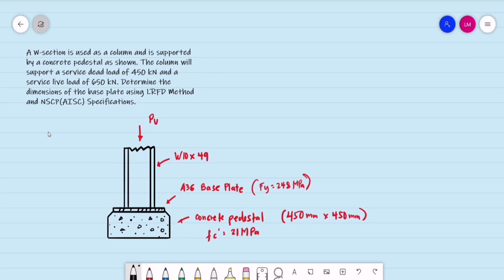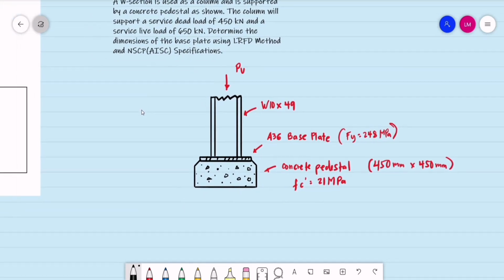So let's have this example. A W section is used as a column and is supported by a concrete pedestal as shown. The column will support a service dead load of 450 kilonewtons and a service live load of 650 kilonewtons. So determine the dimension of the base plate using LRFD method and NSCP AISC specifications.